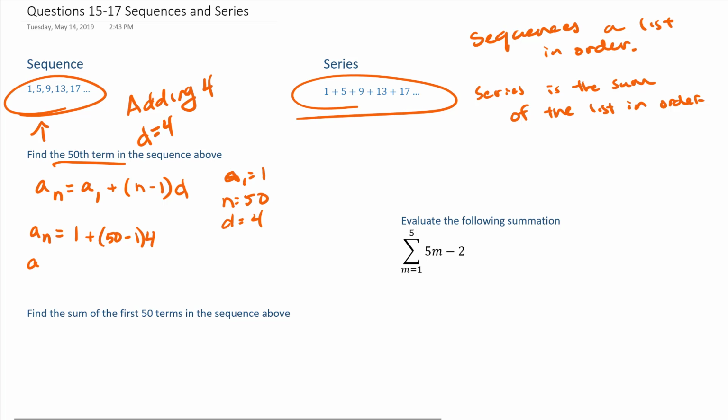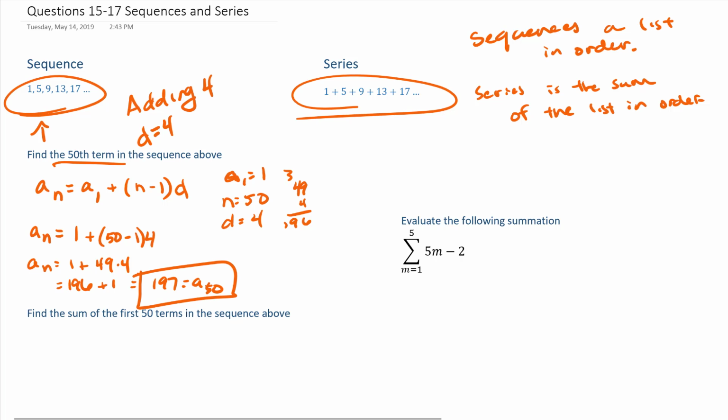Well, a sub n then is going to be 1 plus 49 times 4. And then 49 times 4, I can try to do that over here without the aid of a calculator. You can use one if you want. But that's going to be 196. And then I have to add the 1 to it. So that's going to give me 197. And that is my 50th term, a sub n.